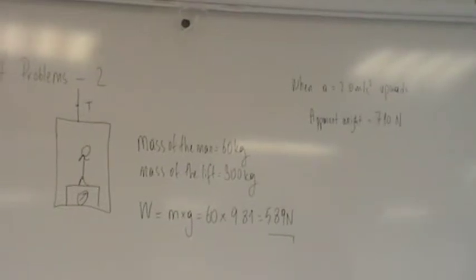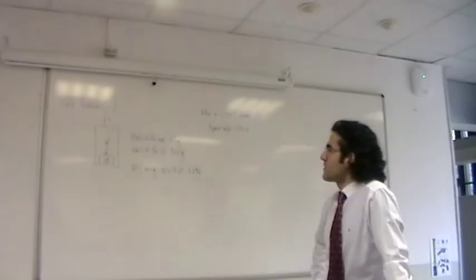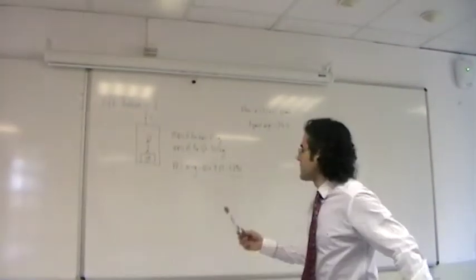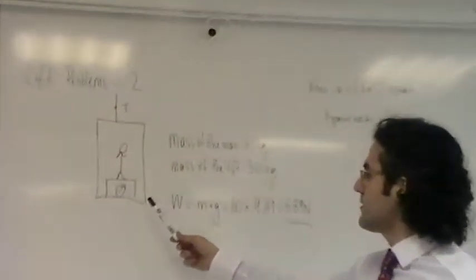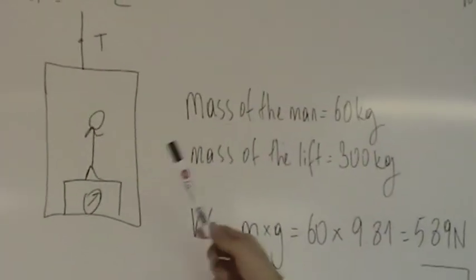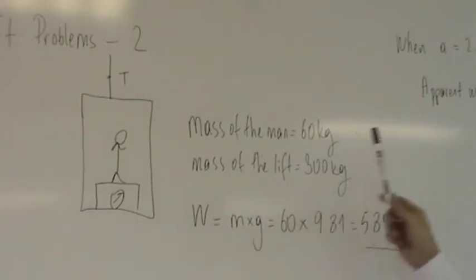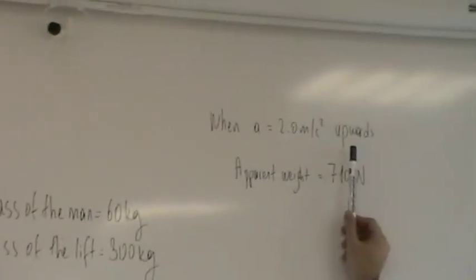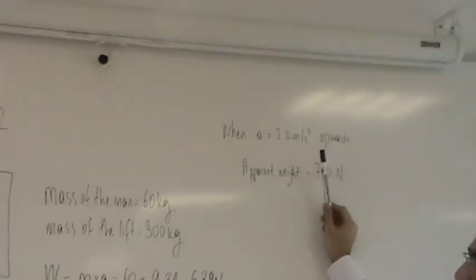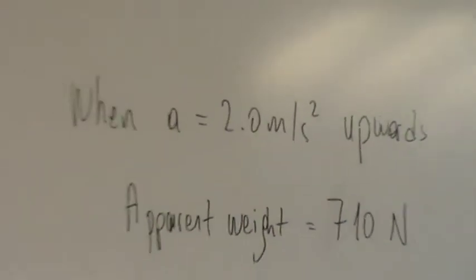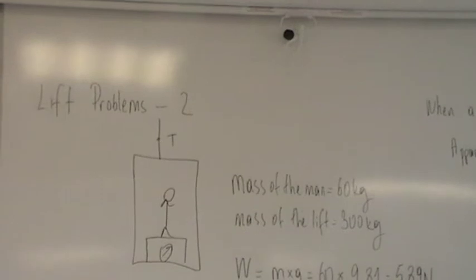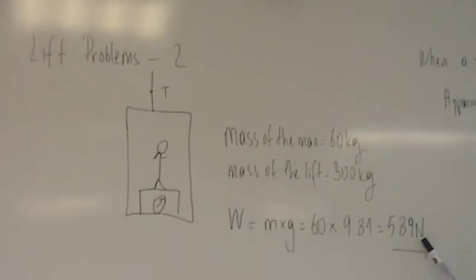Hello everybody. In the first question about the lift problems, we have found the apparent weight of a man in an elevator, and the elevator was accelerating with 2 meters per second square in the upwards direction. Now, if you look at the weight of a man of mass 60 kilograms, you may easily find 60 times 9.81, which is 589 newtons.